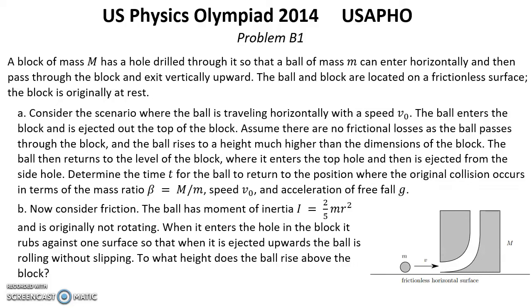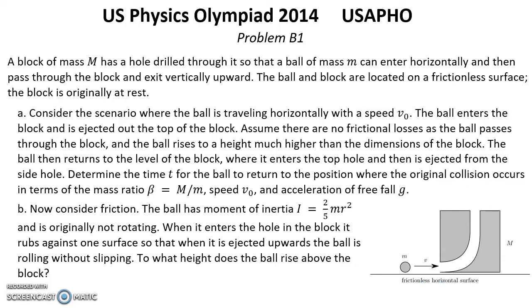The ball then returns to the level of the block, where it enters the top hole and then is ejected from the side hole. Determine the time t for the ball to return to the position where the original collision occurs, in terms of the mass ratio beta equal big M over small m, speed v0, and acceleration of free fall g. Question B. Now consider friction.